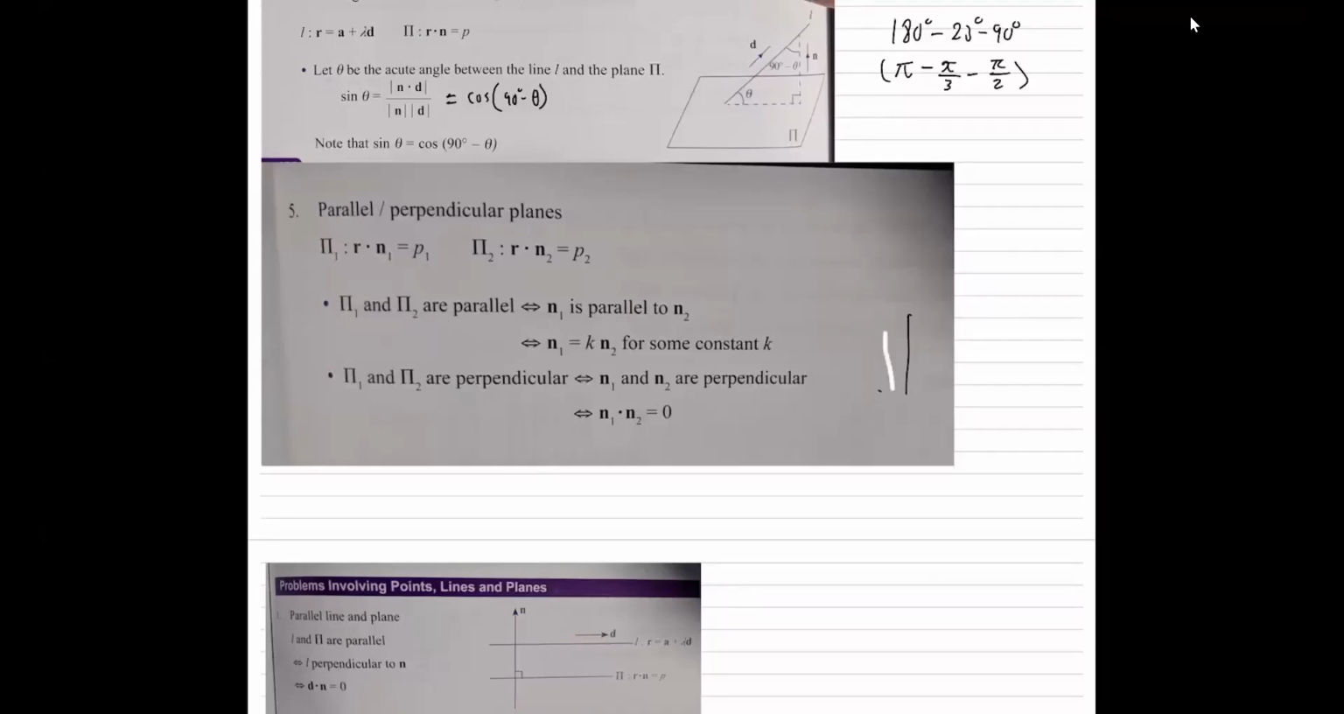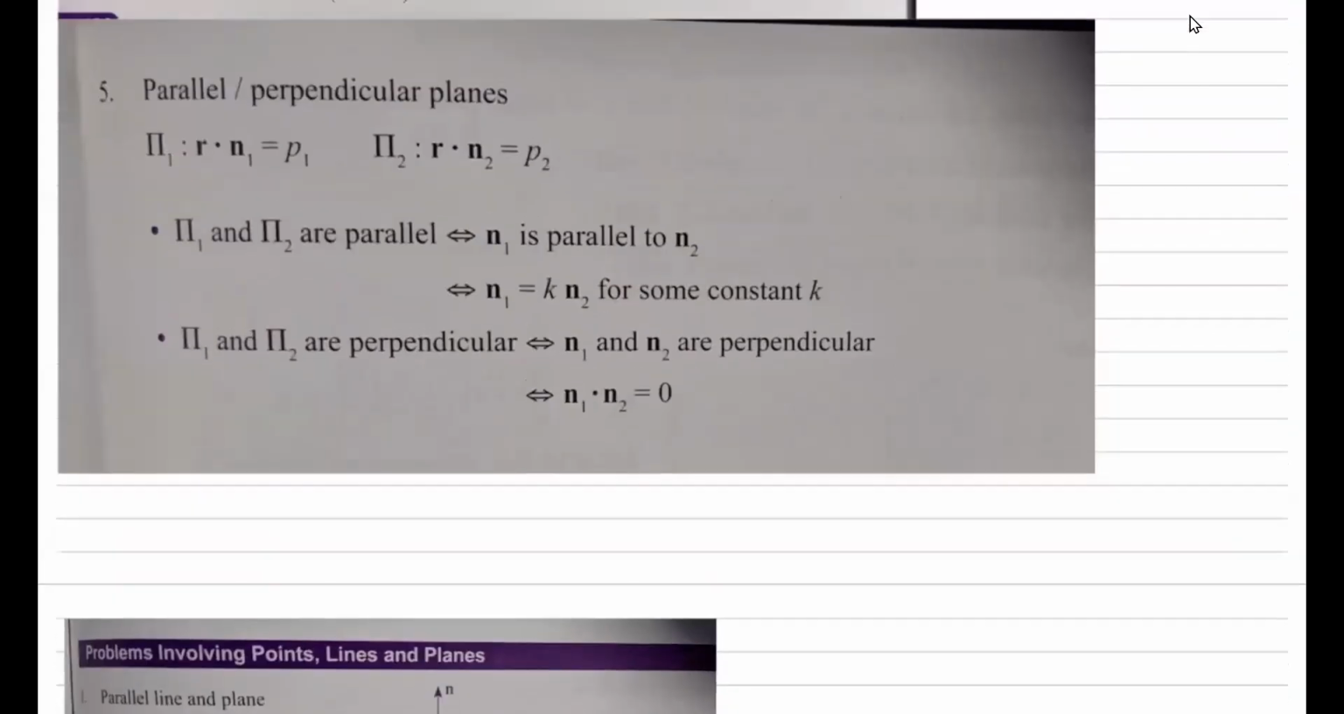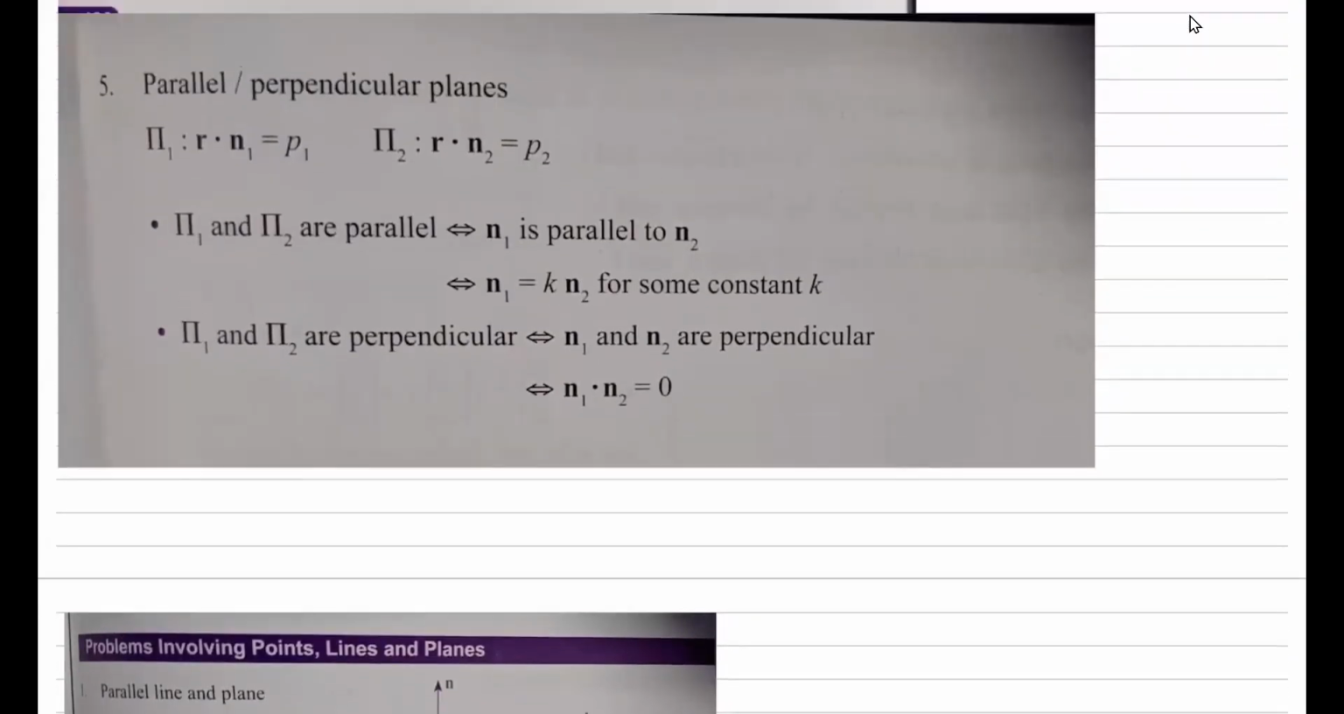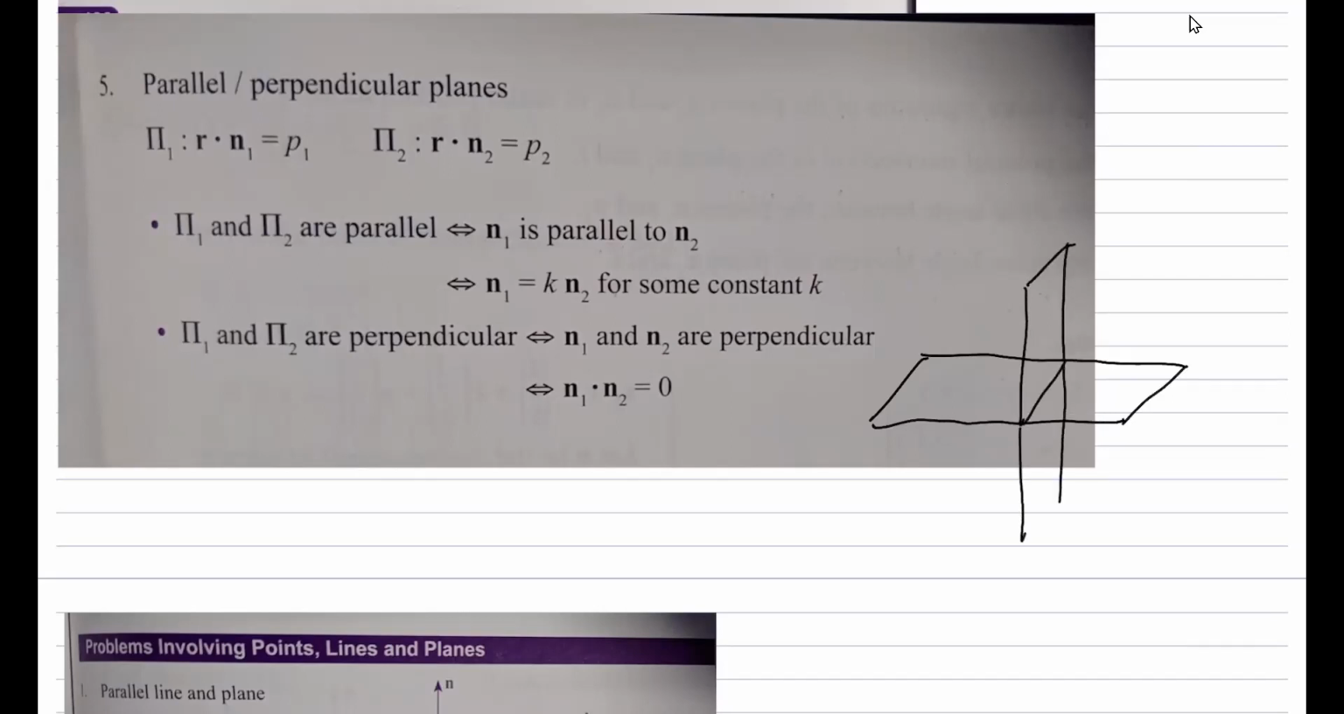Let me test my art skills. Let's say that the planes are made of glass, so I will draw solid lines through them. Something like that. So what you notice is that they are now perpendicular, which is what the question started off with. So I'll draw 90 degrees like this.